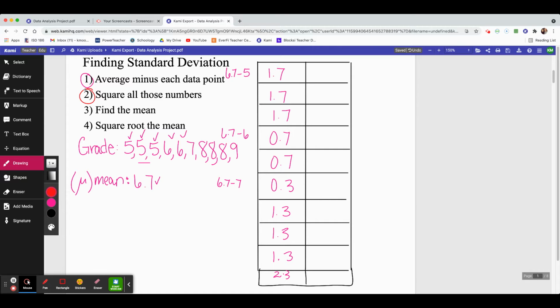The second thing that you're going to do is you're going to square them. Okay, and so that's why I gave you this column. So now you're going to take 1.7 squared, and you're going to write your answer here. And so we end up with 2.89. I will have the same thing for the next 3 because it's the same number. Then I would get 0.49. And I would do that all the way through.